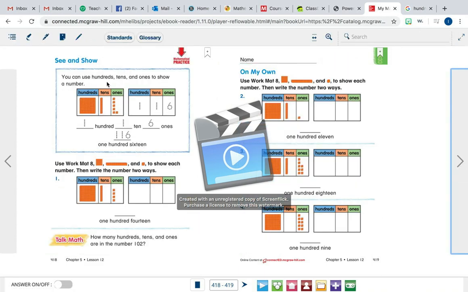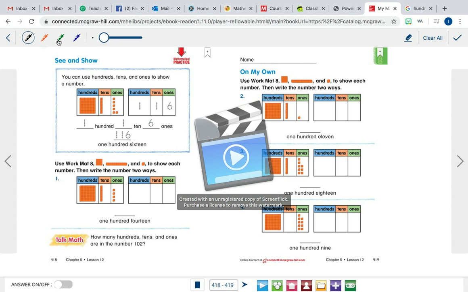So, see and show. You can use hundreds, tens, and ones to show a number. So here we have our hundreds, tens, ones. On this little chart right here, it's showing it with blocks. So for hundreds, we have one 100 block, one 10 block, and 1, 2, 3, 4, 5, 6 ones blocks. So that means on this chart we're going to write, so let's trace it. 1 hundred, 1 ten, and 6 ones.